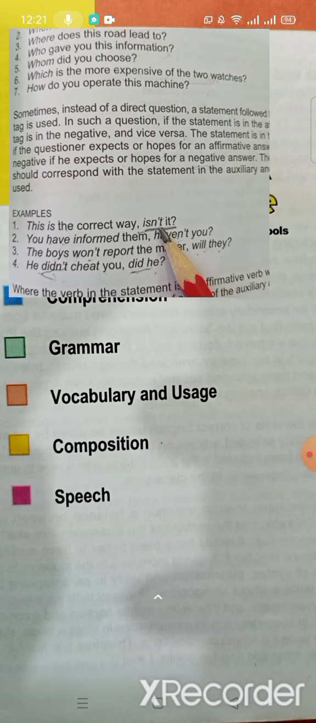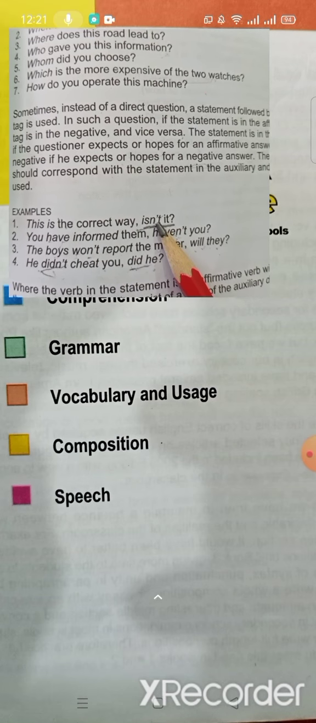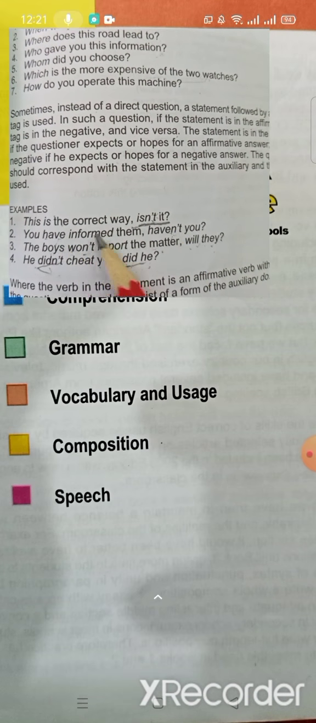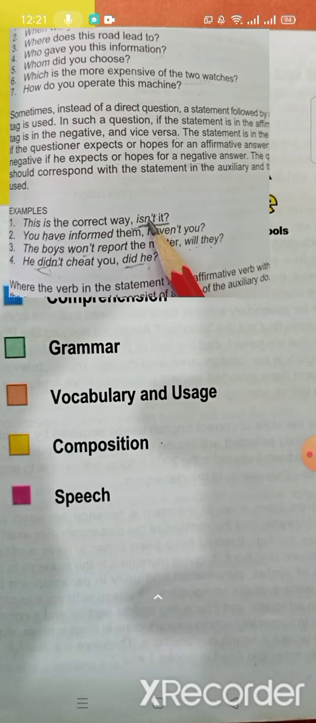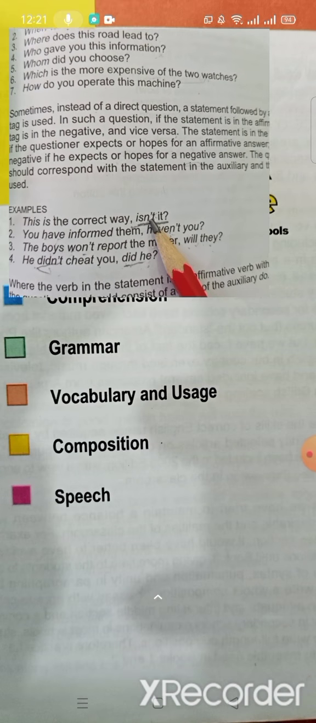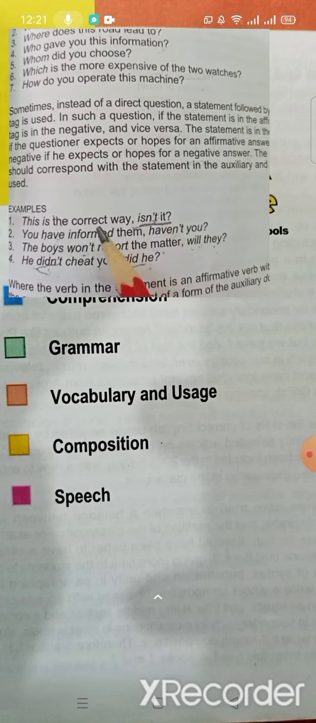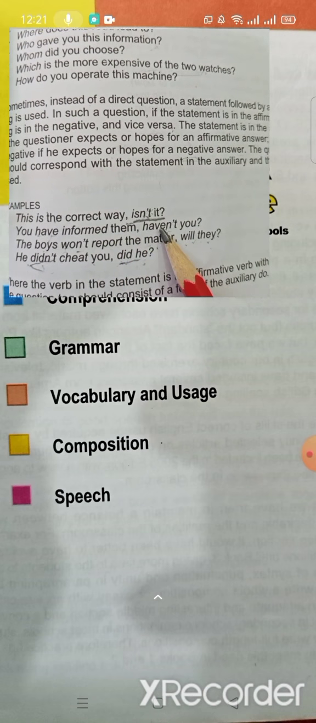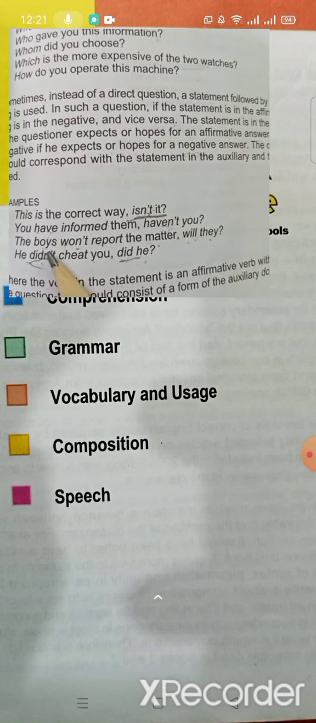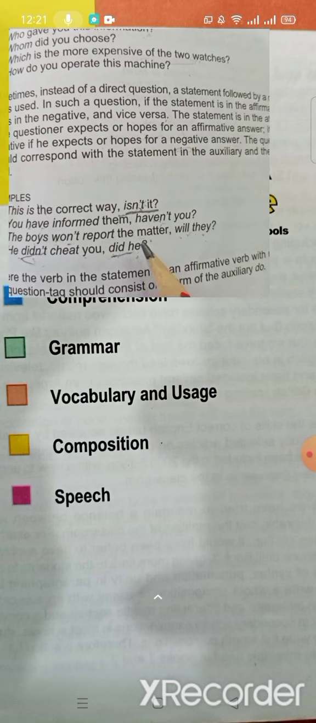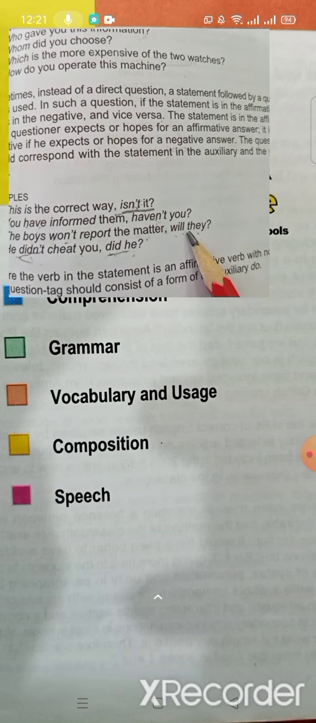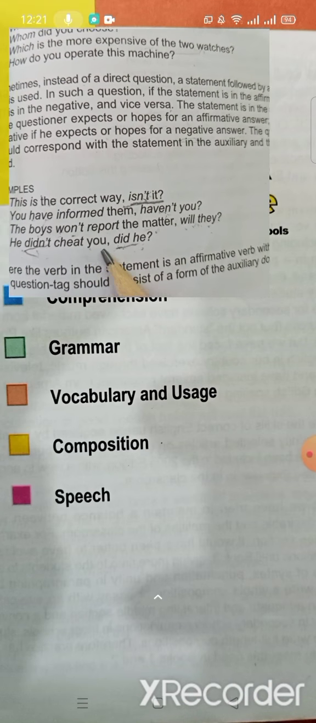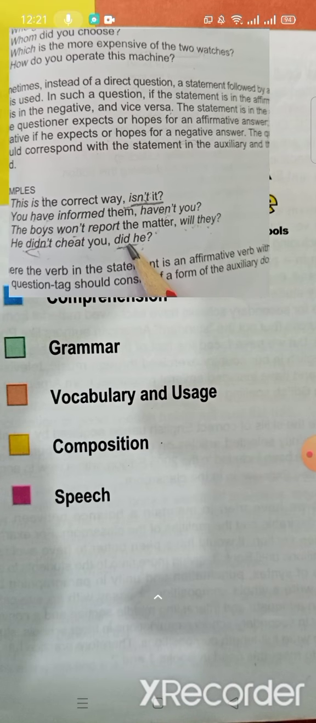Isn't it? So "isn't it" is a question tag. This is called a question tag. This is the correct way, so you will use a question tag: isn't it? You have informed them, so the question tag will be "haven't you." The boys won't report the matter, so the question tag is "will they." He didn't cheat you, so the question tag is "did he."